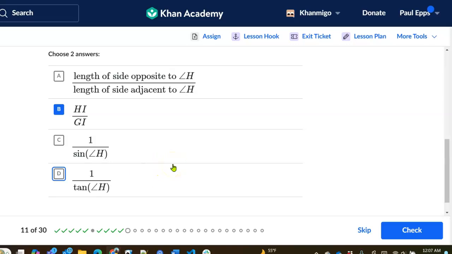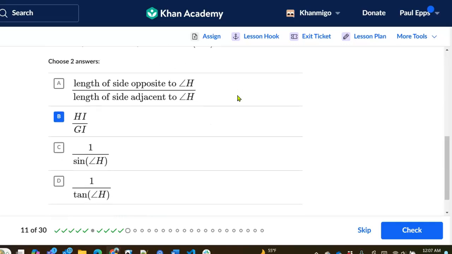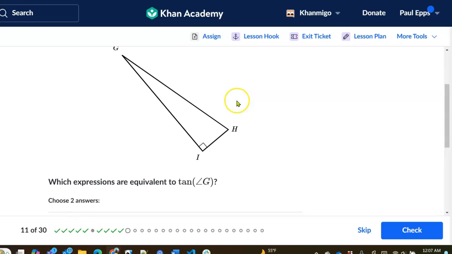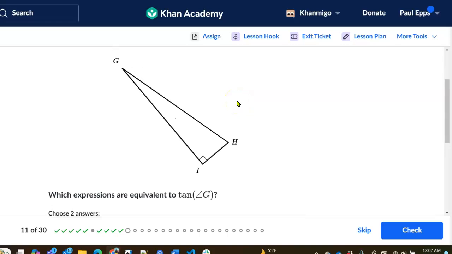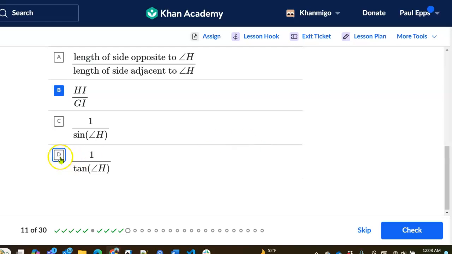Oh, yeah. I gotta think about these a little bit. But no, sine isn't gonna work because sine has the hypotenuse. Yeah, so that's not going to work. 1 over the tangent of H. Well, tangent of H is opposite over adjacent. But if you flip it, yeah, it would be the tangent of G. So let's go with that also.